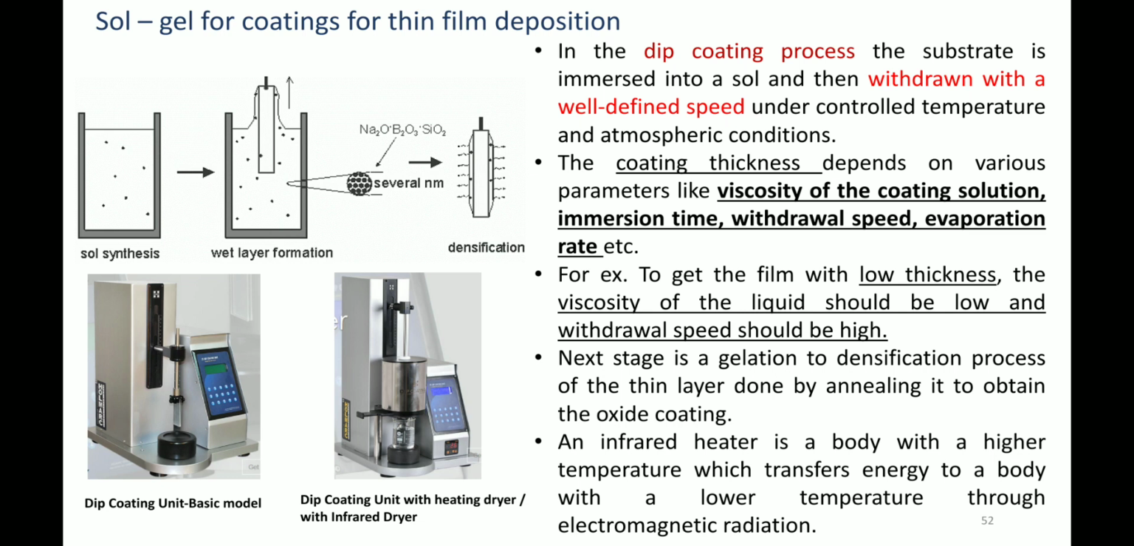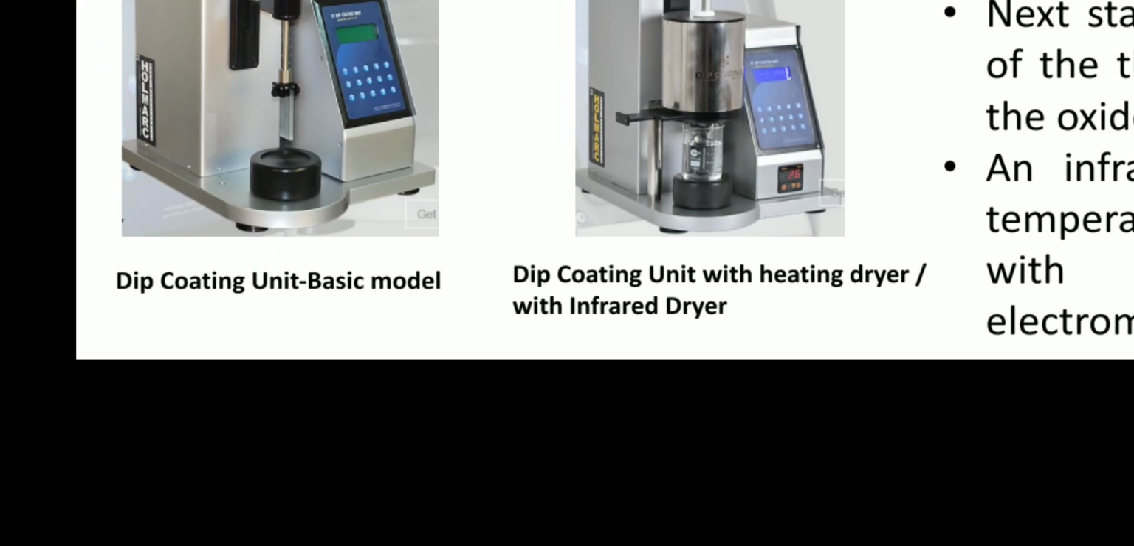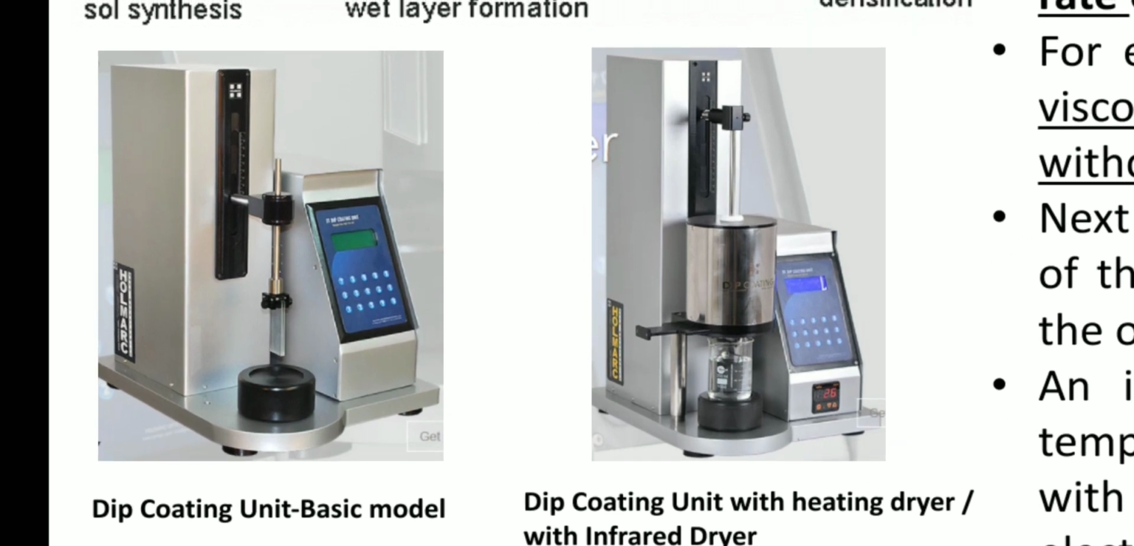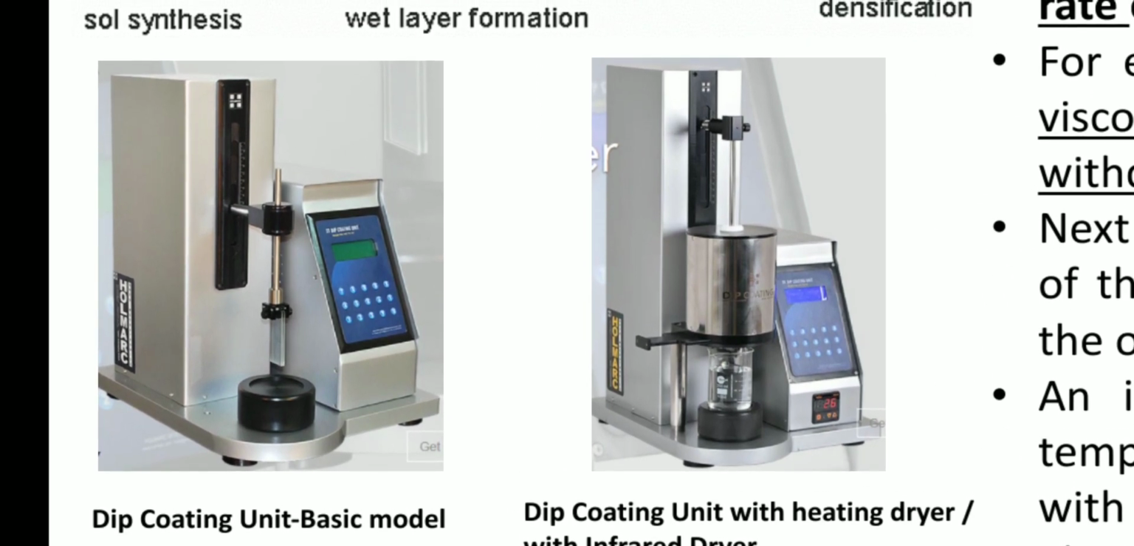One is a dip coating unit, that is a basic model. And on the right hand side you can see a dip coating unit with a heating dryer, or with an infrared dryer. If you see this machine carefully, there is a rod, and there is a base which is given just to keep your precursor solution in the beaker, so you can keep your beaker there.